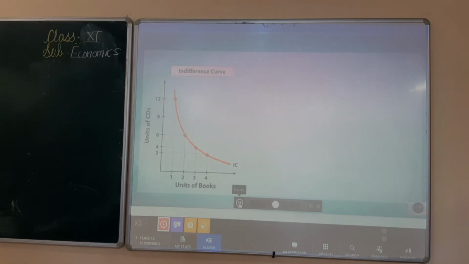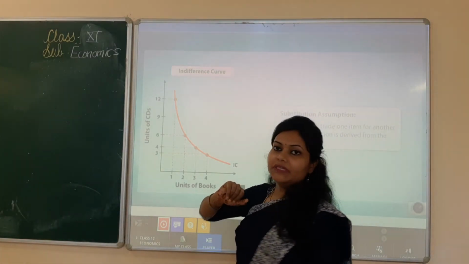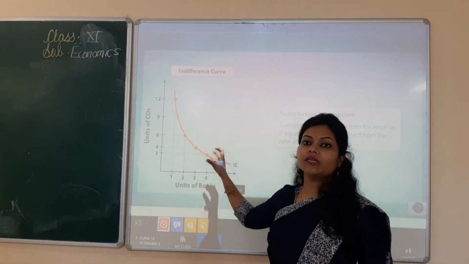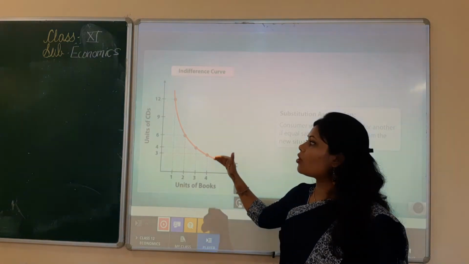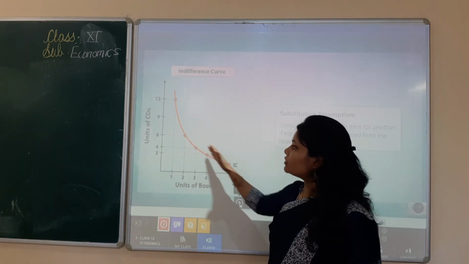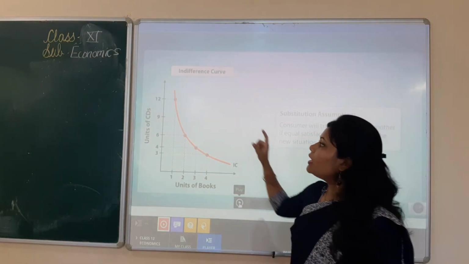Note that the indifference curve slopes downward from left to right, that is, it has a negative slope. As the quantity of one commodity increases, the quantity of the other commodity decreases, and vice versa. Yes, students, basically see, as the limited amount of money was there and we have chosen the different combinations, the different ratios of the two goods, that all will give the maximum satisfaction. So the different consumers will opt for the different combinations, okay.